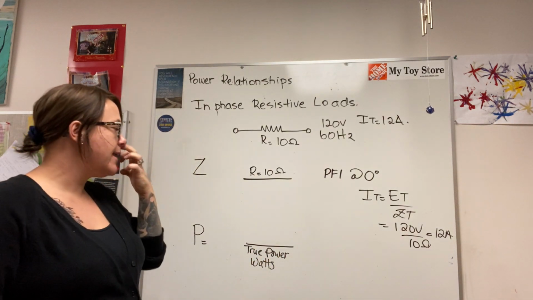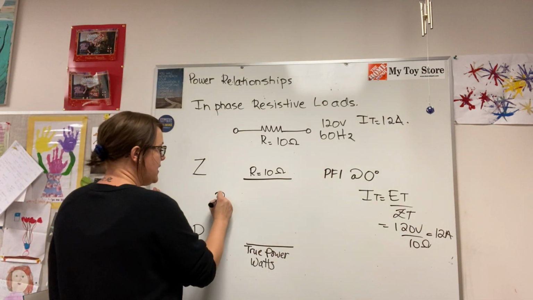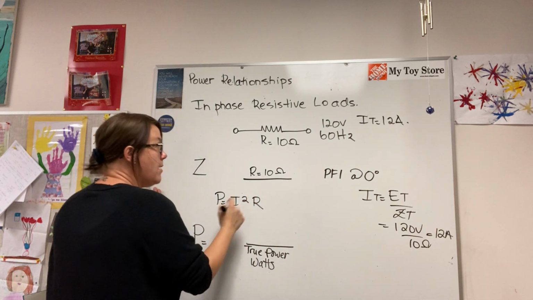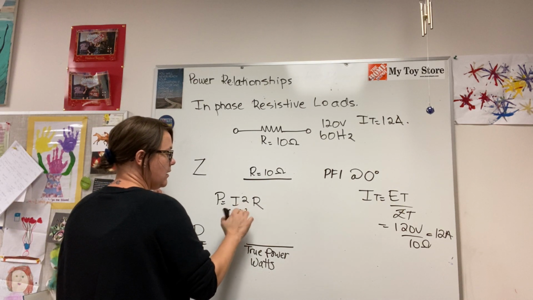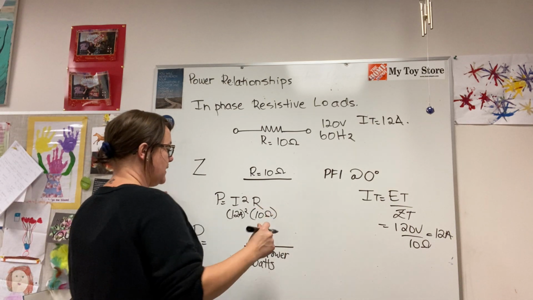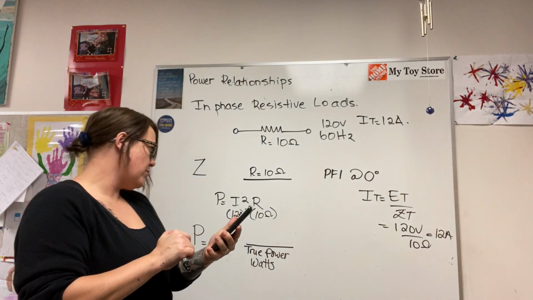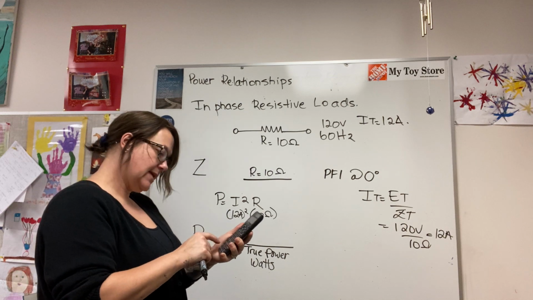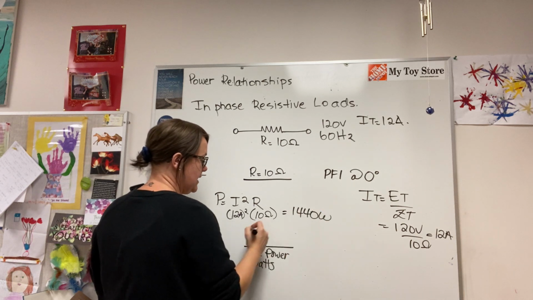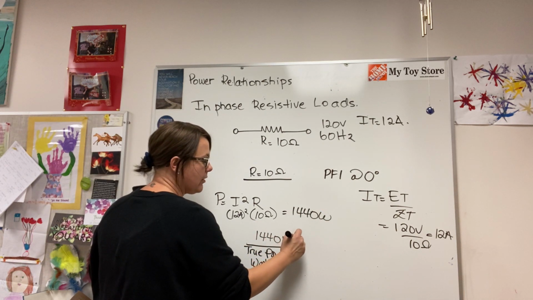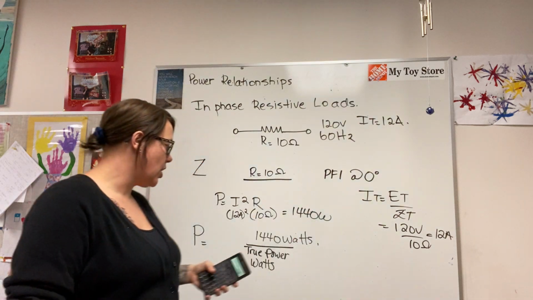If I want to figure out how many watts are dissipated from this resistor, I use my I squared R formula. So P equals I squared times R. My I is 12 amps, we just figured that out with our impedance triangle. So 12 squared times 10 ohms. I'm just going to double check my math on everything because I just did this video before and mucked it up. So 12 squared times 10 ohms is 1440. So 1440 watts of true power is the watts produced in an in-phase load, a power factor of 1 at 0 degrees.